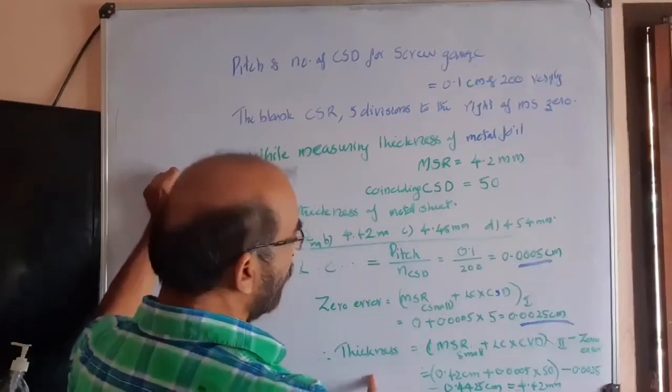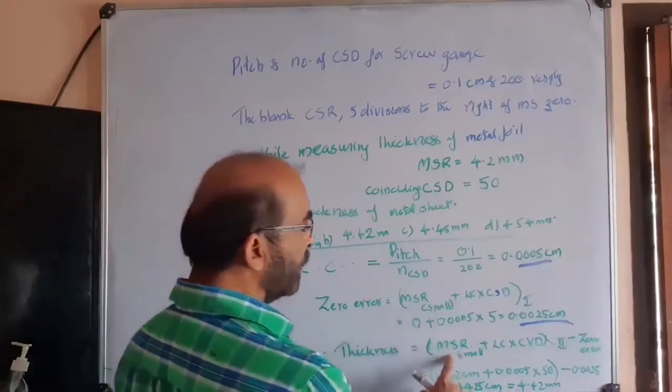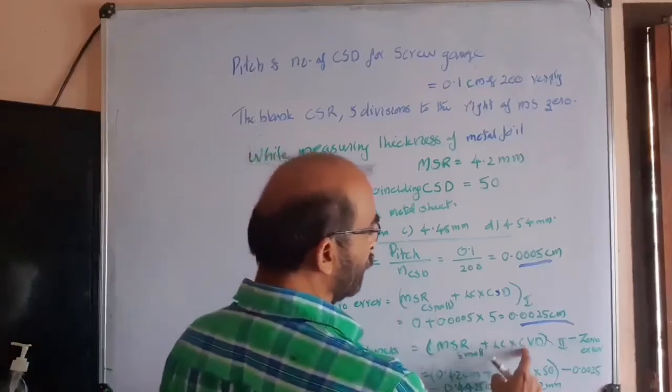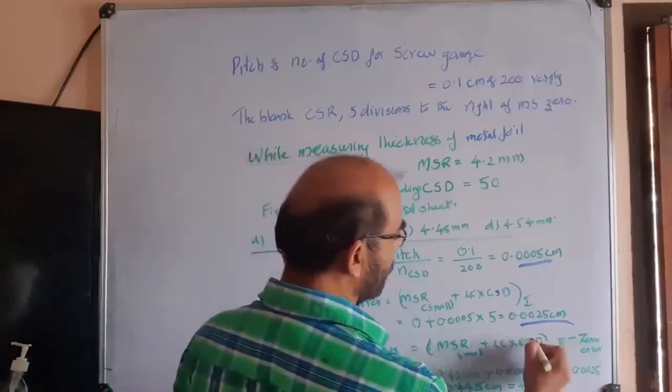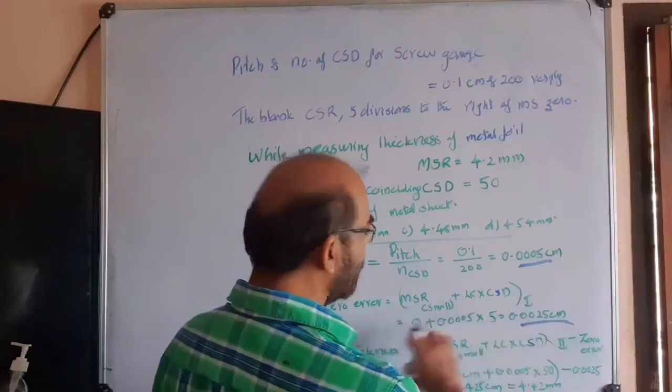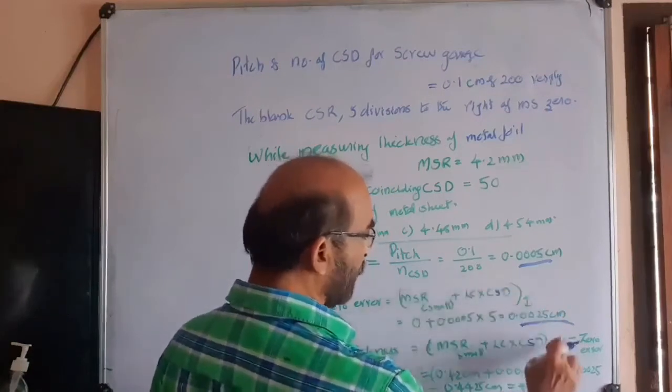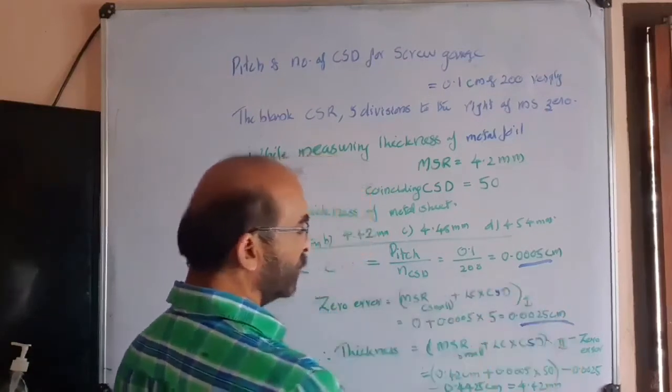Now thickness. Again same equation. Main scale reading small plus LC, least count, into coinciding circular scale division CSD. This is given the equation number Roman 1. This is 2 because we are using the same equation twice.